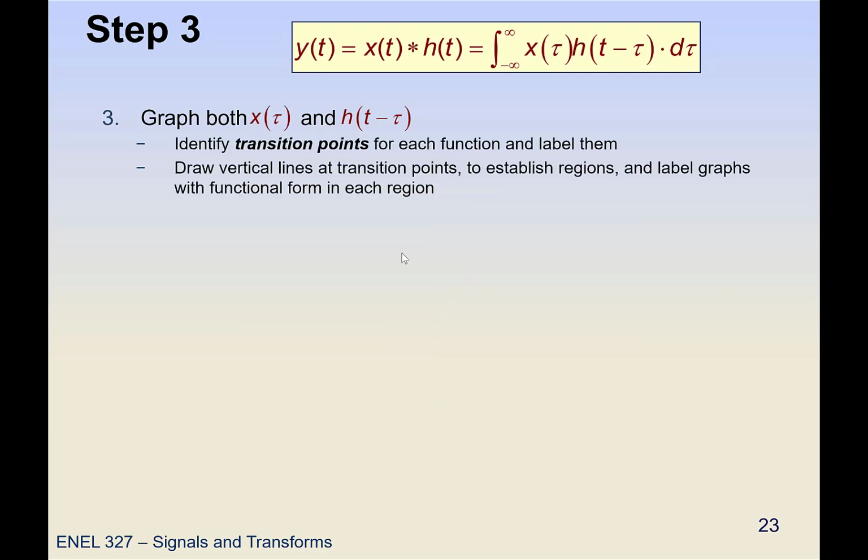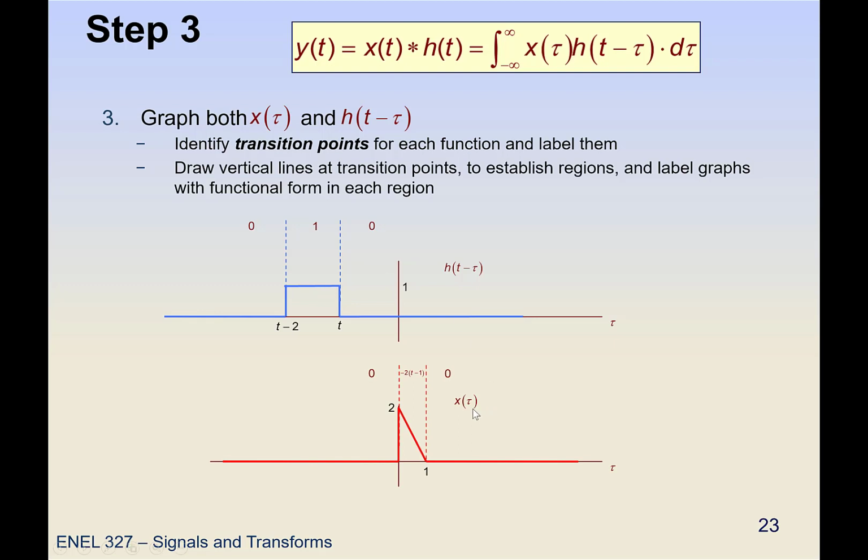Okay. Now we're going to graph both x and h of t minus tau, and we're going to identify transition points. This is what I mean by transition points: this function basically has a certain value in this region, and then there's a transition to a different functional form. In this case, it's just flat. And then another transition into another functional form. We're going to label the functional form in those regions up above. So we know that in this region, the function is 0. In this region, the function is 1. And in the rest, it's equal to 0.